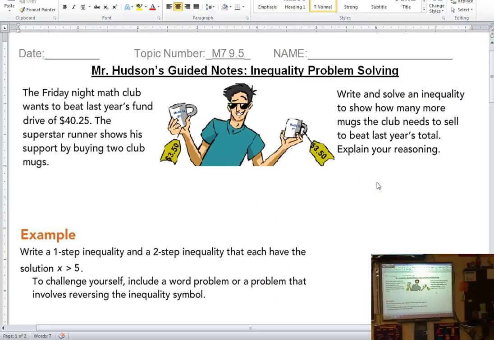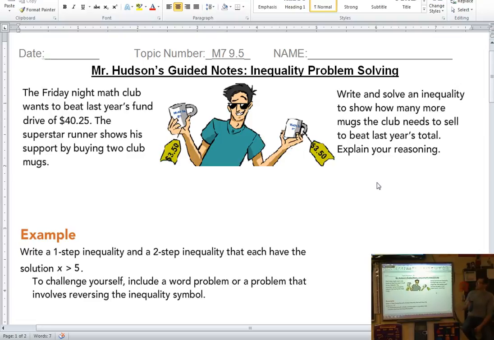And because tonight is problem solving, you will see a lot more word type problems that might not be as much of solve the problem, but set up what the situation is describing. So the Friday night math club, you got to be a really big nerd to be in a Friday night math club, but I would do it, wants to beat last year's drive of $40.25. They need to work on their fundraising, it seems like. The superstar runner are Johnny, who's been an awesome runner, awesome bowler. He's just awesome at everything. He decides to show his support by buying 2 mugs. So far, we've sold 2 coffee mugs.